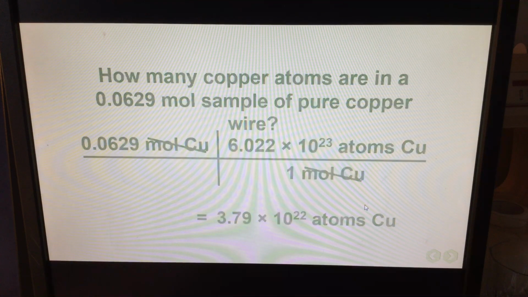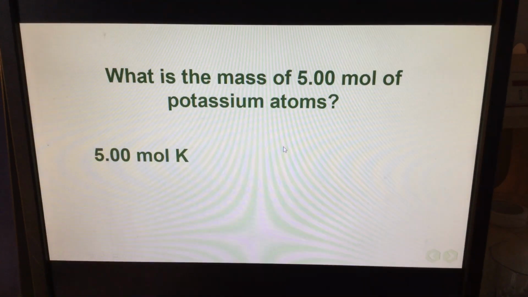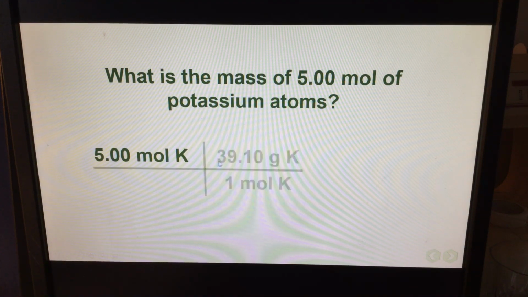All right, let's take a look at another one. What is the mass of 5 moles of potassium atoms? Okay, it says, what is the mass? So we're going to put mass on the top because it's asking for the mass. We want to put the mass on the top. We are given the moles, 5 moles of potassium. So the moles of potassium in our conversion factor, in our ratio, goes on the bottom.